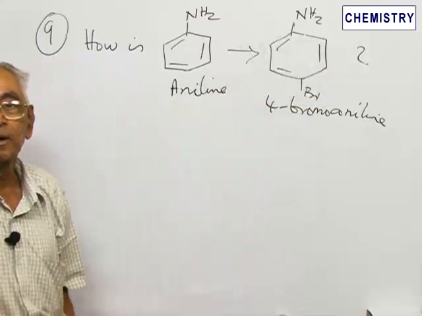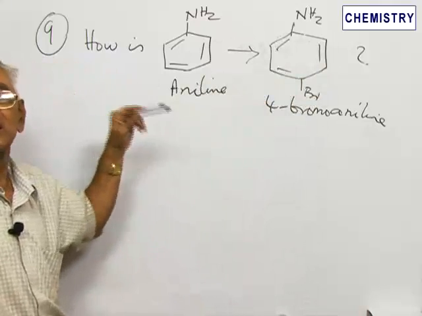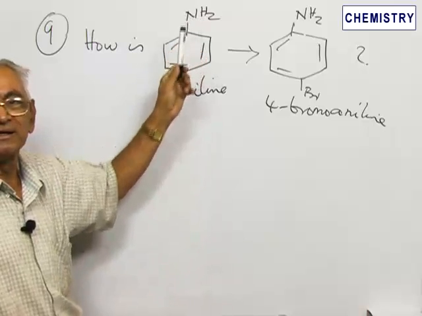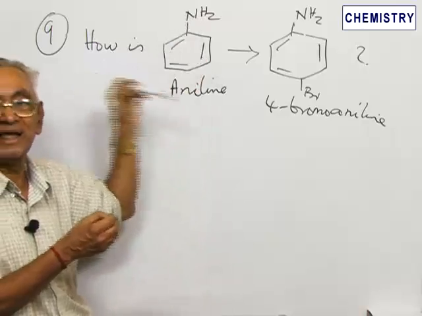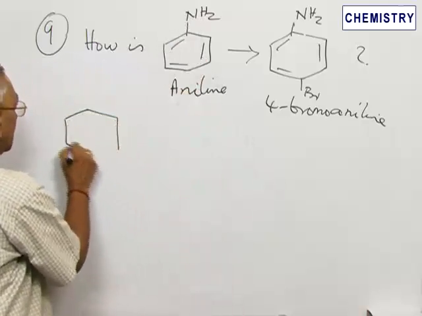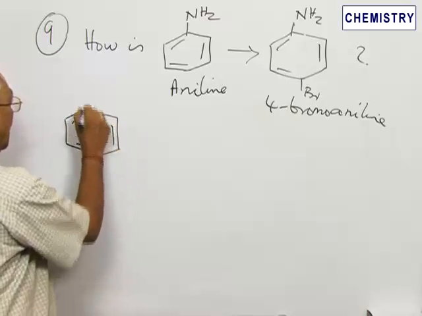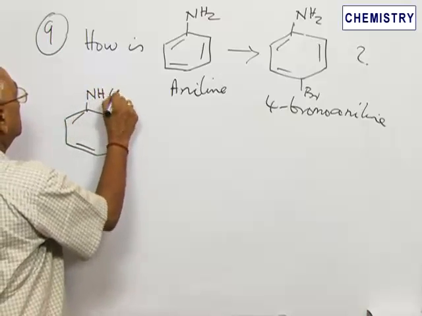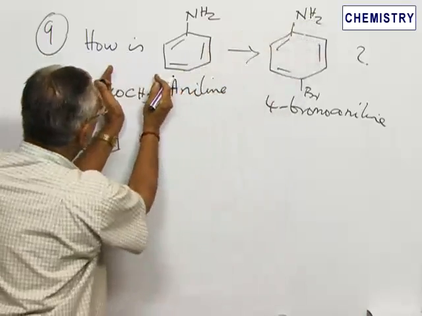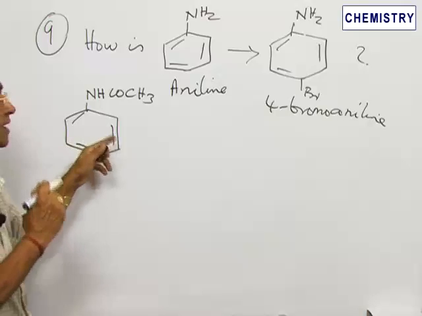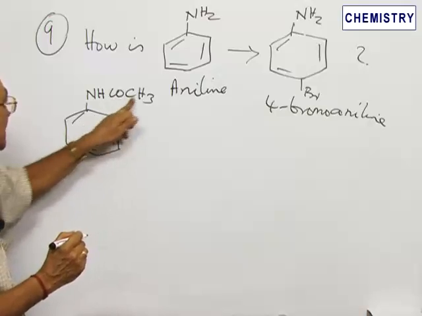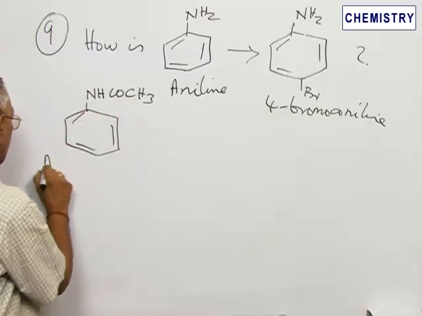And therefore, we have to adopt a slightly different modification of this. This amino group is highly activating. This has to be a little bit deactivated. So, how do you actually deactivate it? You convert the aniline into acetanilide by treatment with acetyl chloride. It is no longer NH2, we have an electron withdrawing group there. Therefore, this becomes acetanilide, the acetyl derivative of aniline.